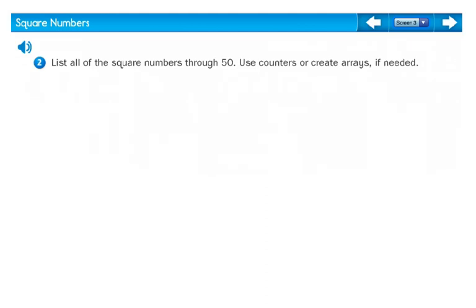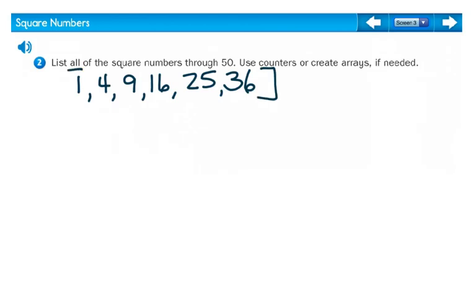Number 2 says list all the square numbers through 50. Use counters or draw arrays if needed. So my first one was 1, then 4, then 3 times 3 is 9, 4 times 4 is 16, 5 times 5 is 25, 6 times 6 was 36. That's what we did in number 1. So our last one was 6 times 6. What would be the next number? What's 7 times 7? 49.